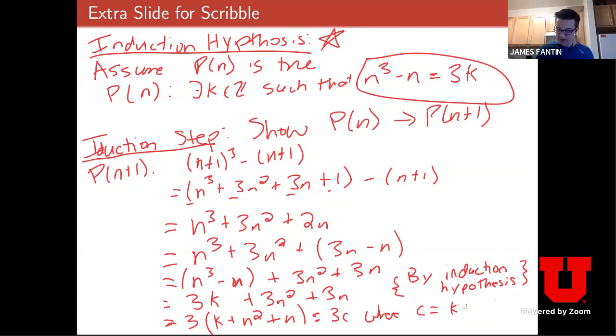Yeah, somebody said there's also a square in there. So squaring comes from closure of multiplication. If you want to see that, n squared is k plus n times n plus n. Squaring is really just repeated multiplication. And c is an integer by closure of multiplication and addition.